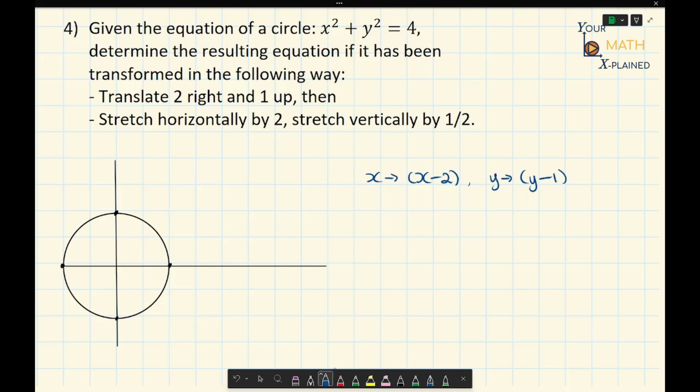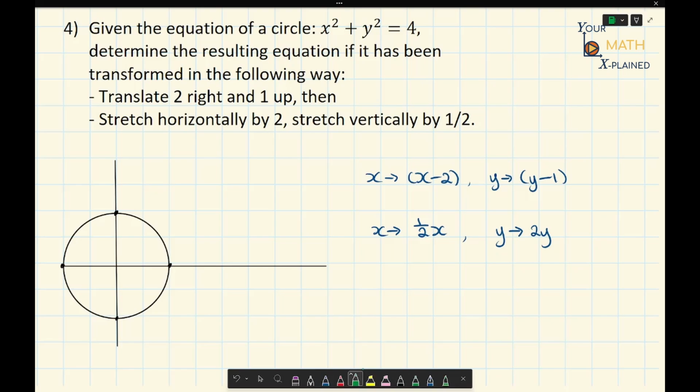And now for the next transformation, we're going to stretch it horizontally by a factor of 2 and stretch it vertically by a factor of 1/2. Stretching it horizontally by a factor of 2 means that x is going to get replaced by 1/2 x. And stretching it vertically by a factor of 1/2 means that y is going to get replaced by 2y. Again, notice how everything here is the opposite. So let's go ahead and actually do these replacements in the original equation.